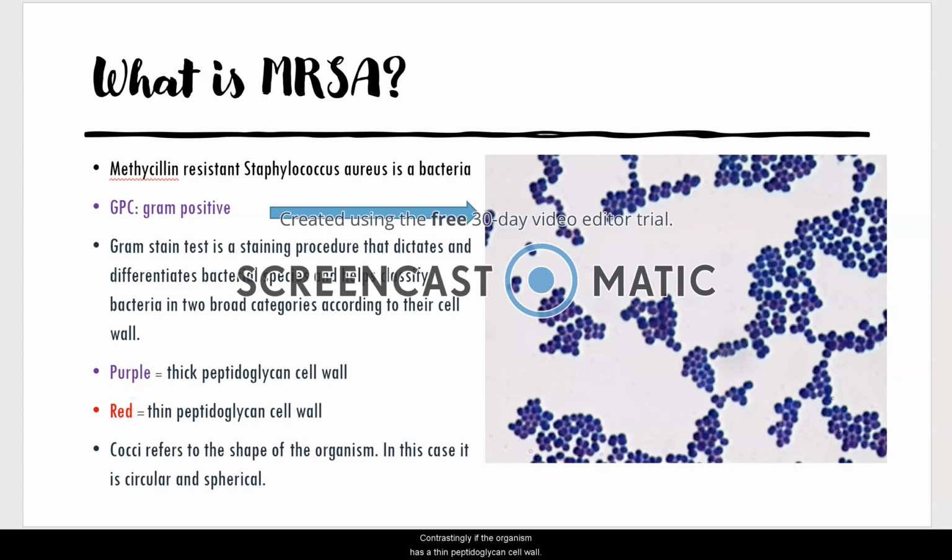Contrastingly, if the organism has a thin peptidoglycan cell wall, it will appear red during the staining process. As you can see on the slide to the right, MRSA is gram-positive cocci, which concludes that it has a thick peptidoglycan cell wall with the organism's shape being conical or spherical.